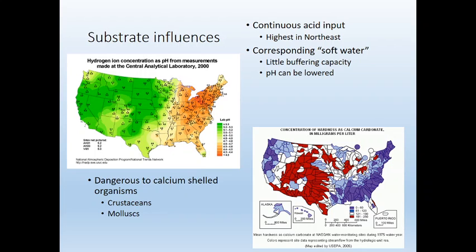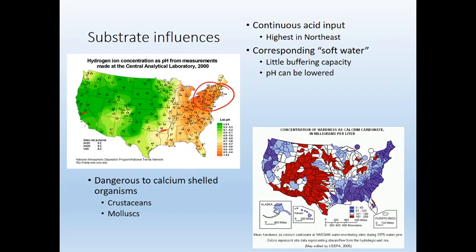Let's shift gears here and think about the underlying substrate, specifically in reference to acidity of water. Okay, so we have a continuous acid input. This is basically the hydrogen ion concentration, essentially the pH of rainwater. And what you can see is rainwater is always just a little acidic, but it naturally shouldn't be. So here it's 5.5. It gets into the high fours here, and then over here it's in the low fours.